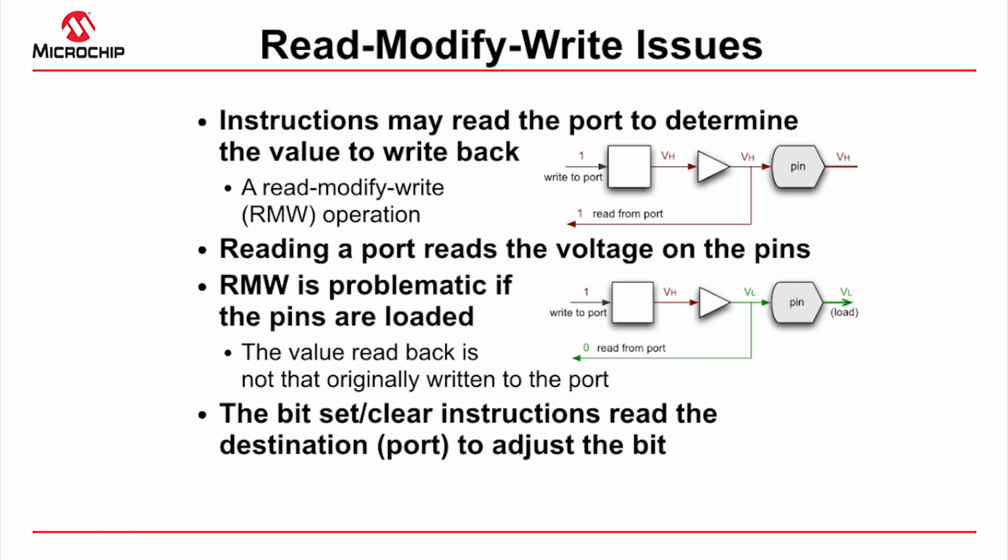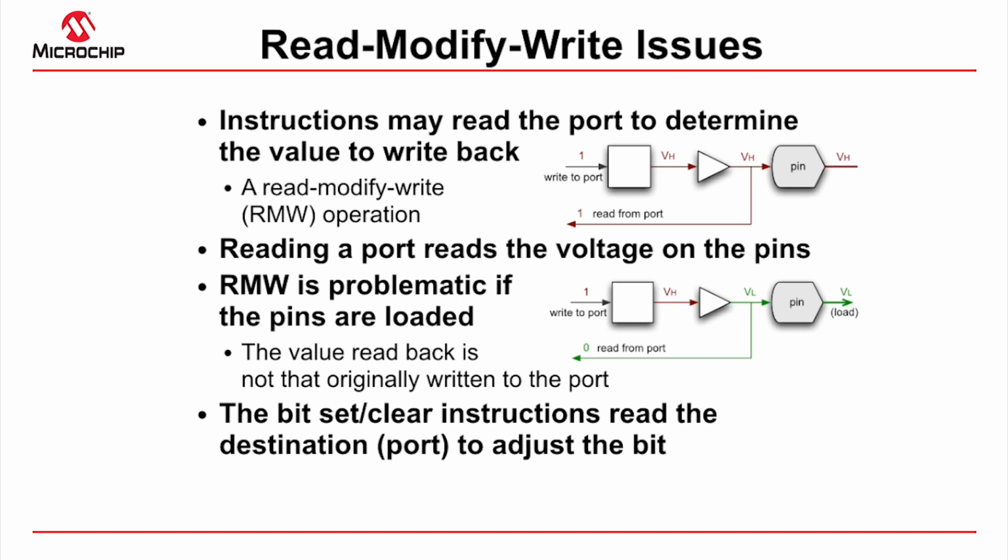When you read a port register, you are reading the voltage on the actual pin, not a value stored in a memory location. In the simplified diagram of the digital I/O associated with a port, shown towards the top of this slide, a logic 1 is written to the port register. This value is held by the register, the square box in the diagram, and a buffer drives the port pin voltage. If the pin is being loaded, then there is no guarantee that the voltage on the pin is logically the same as what was written to the register.